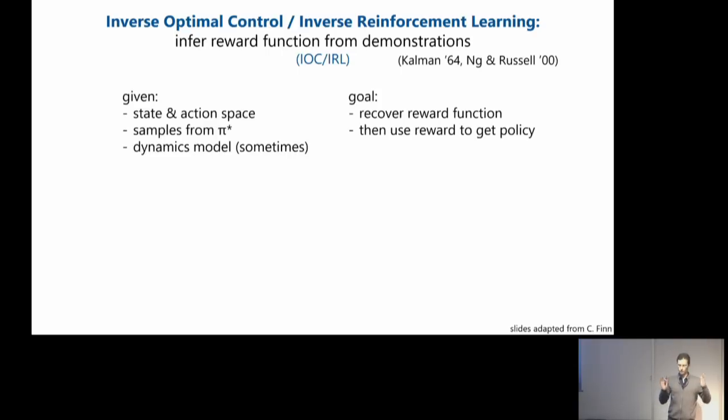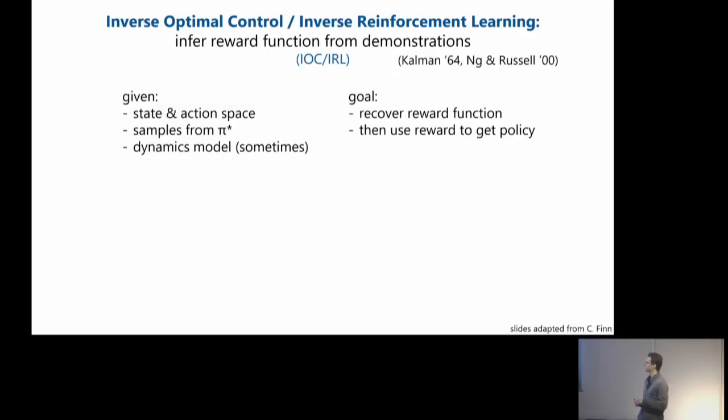So the formulation for the problem is that you're given a definition for an MDP, that means states and actions, just like in regular RL. You're sometimes provided a dynamics model and sometimes not, so you can have both model-based and model-free inverse RL. And you're provided, crucially, with samples that are assumed to come from an optimal or near optimal policy, which I'm going to denote as pi star. I'm going to abuse notation and use pi star to denote both optimal and near optimal experts. Near optimal means stochastic optimality as discussed on Wednesday.